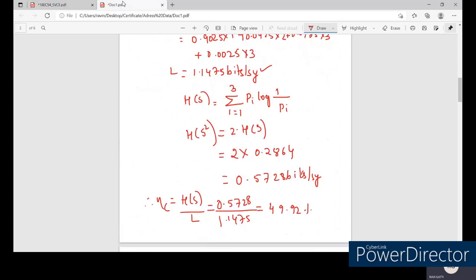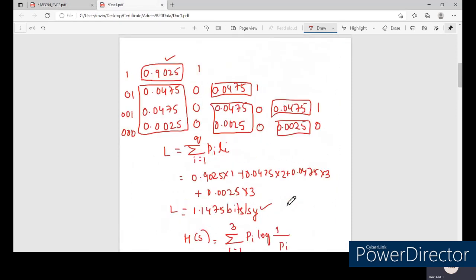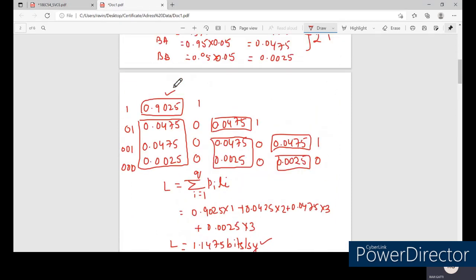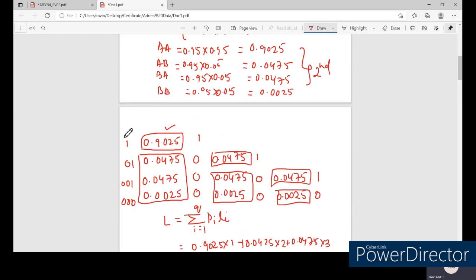Therefore you can say the code words will be in this order. For AA you will have 1, for AB you will have 0 1, for BA you will have 0 0 1, and for BB you will have 0 0 0. This is how we can construct code words for a source alphabet by using the Shannon-Fano encoding algorithm. Thank you.